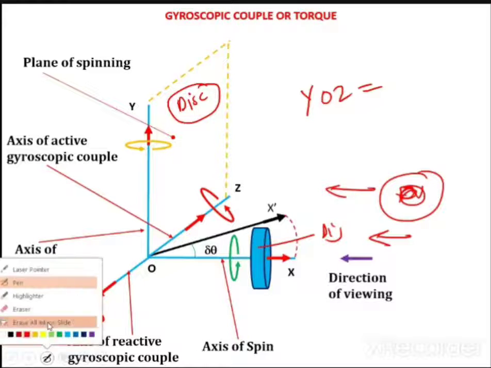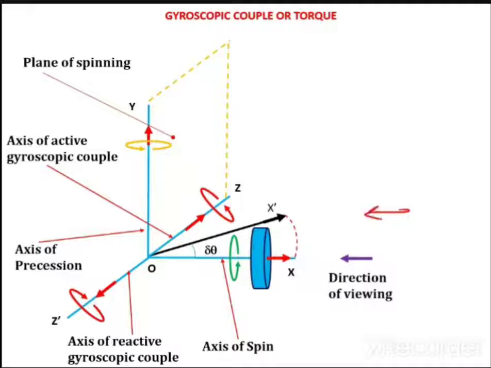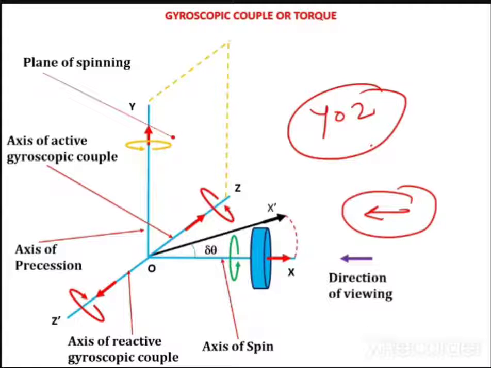Look carefully. If you look from this side, you will find that this disc is spinning in a plane which is parallel to plane YOZ. So that is why it is called the plane of spinning.